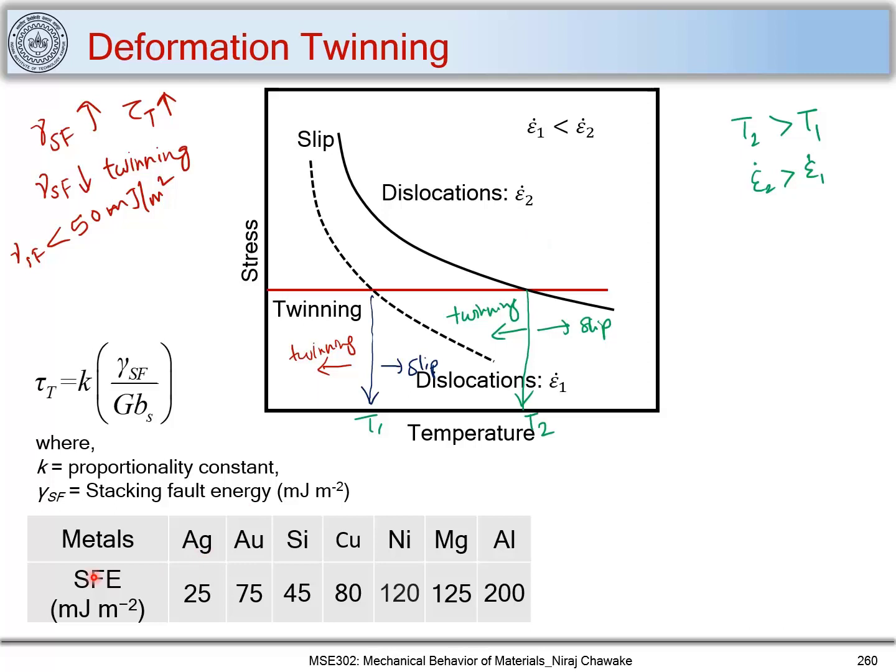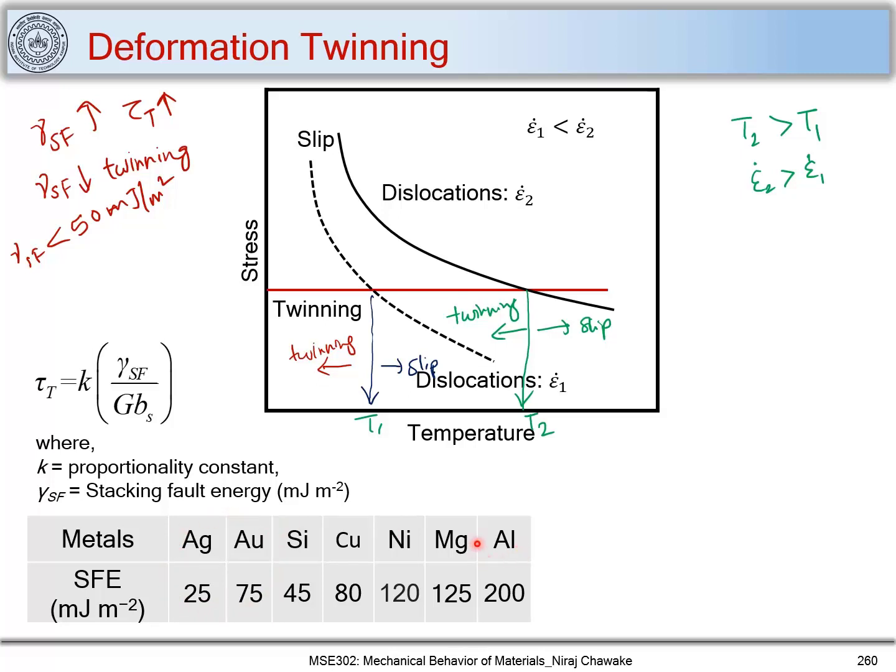These are certain materials which I have marked here, with the stacking fault energy corresponding to them, and you can see that aluminum has high stacking fault energy. So if you look at the deformed microstructure of aluminum, you will not observe any twins in it. Aluminum will rarely show twinning, while silver or gold, which have lower stacking fault energy, deform by twinning.